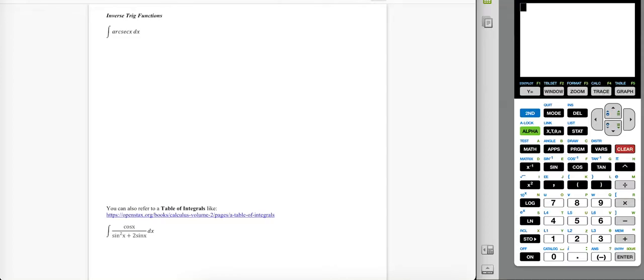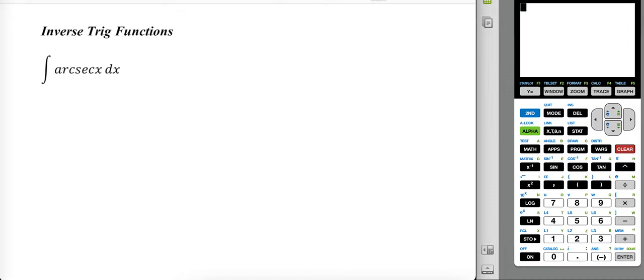We have a couple more cases. One involves something pretty crunchy, and that is finding antiderivatives of inverse trig functions. We know how to find derivatives of inverse trig functions. We know how to find antiderivatives of expressions that lead to inverse trig functions, but we haven't talked about how to find the antiderivative of an inverse trig function itself.